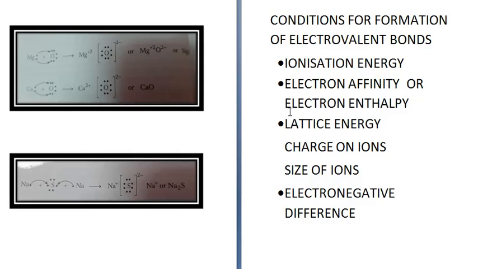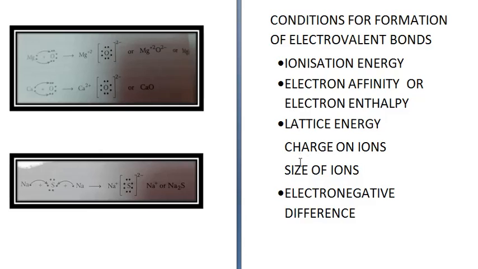Okay. Now next is lattice energy. Lattice energy is equal to the energy released when gaseous cations and anions combine to form 1 mole of ionic compound. So high lattice enthalpy or energy means it will favor the formation of ionic compound. Value of lattice energy depends on 2 factors. First is charge on ions.